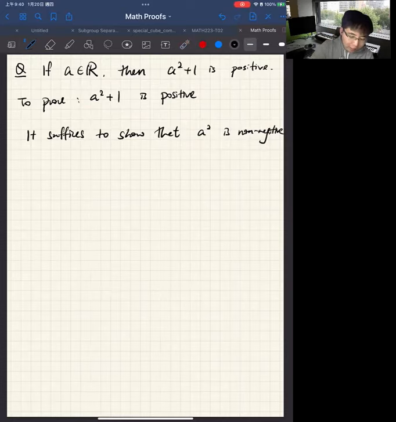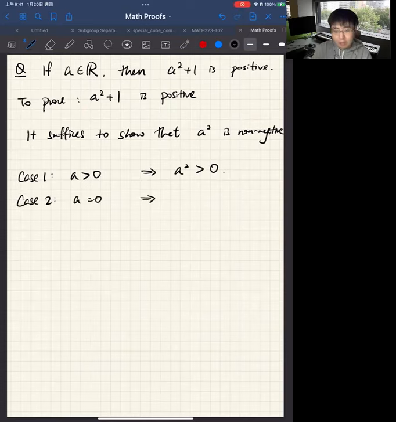So let's do it in a few lines. Case 1, a is bigger than 0. Then you multiply a on both sides. Since a is positive, it doesn't change the sign. Case 2, a equals 0. Then a squared is 0. Nothing special.